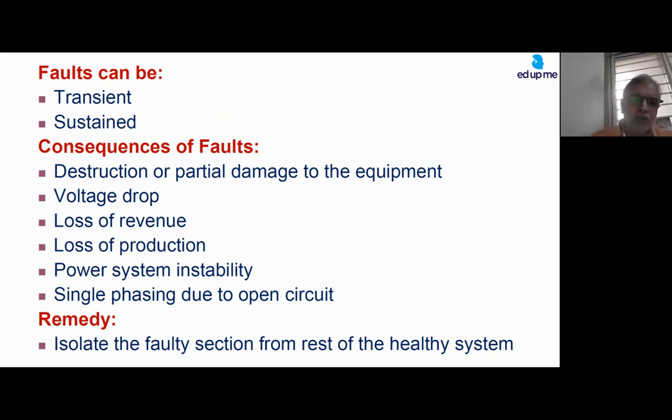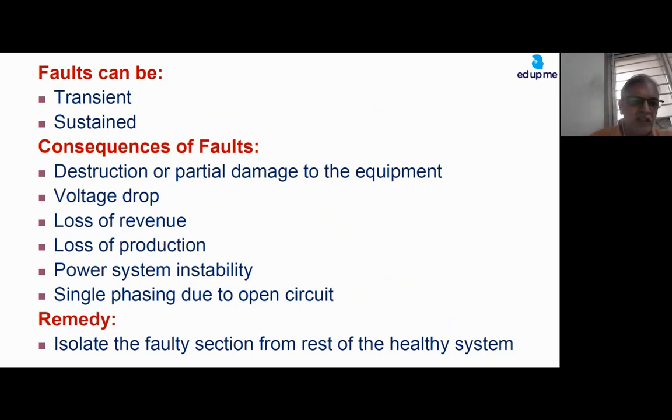The industries are losing production. Power system becomes unstable. That is the greatest consequence of the fault. The complete power system will become unstable and it can lead to cascaded tripping.